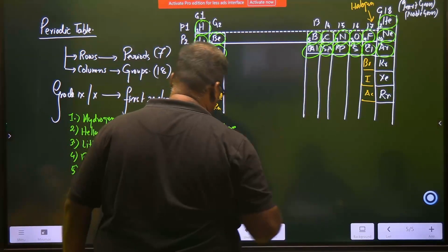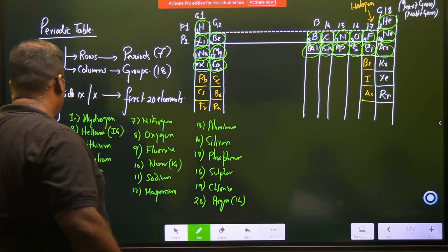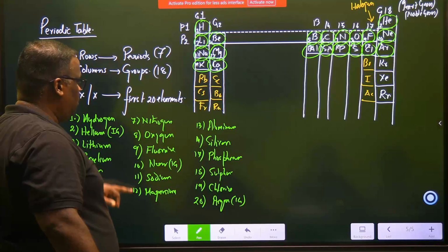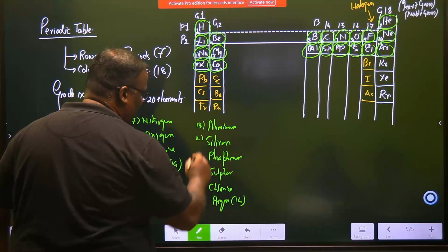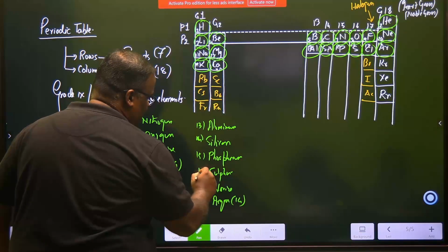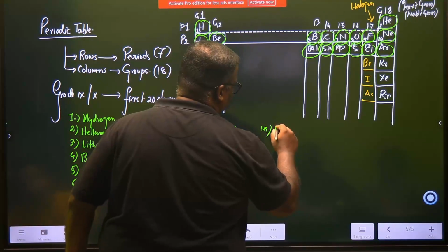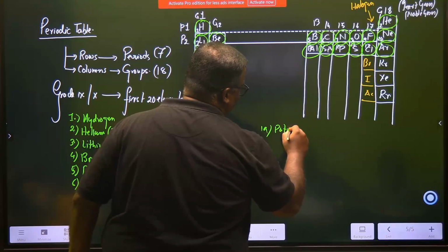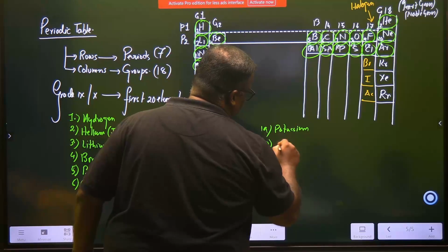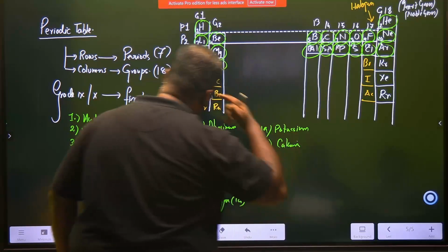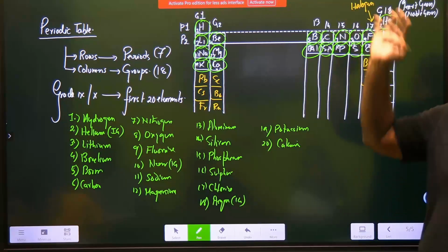And then 20. How come it became 20? Something went wrong. 1, 2, 3, 4, 5, 6, 7, 8, 9, 10, 11, 12, 13, 14, 15, 16, 17, 18, 19 is potassium. Potassium is represented by the formula K, then calcium, and 20 is calcium. This should be by heart with you, and we'll keep on writing the periodic table many times. Writing it 4-5 times will make you understand.